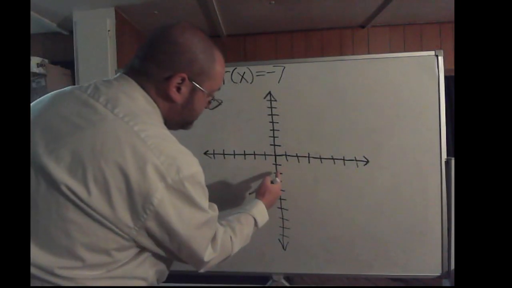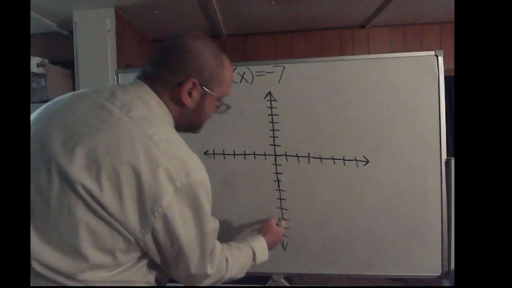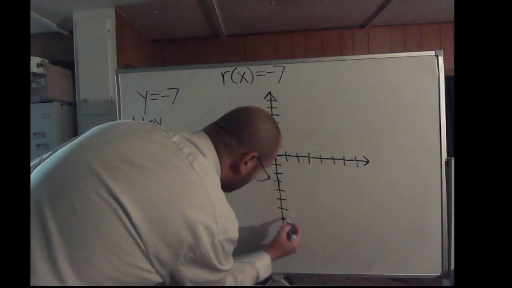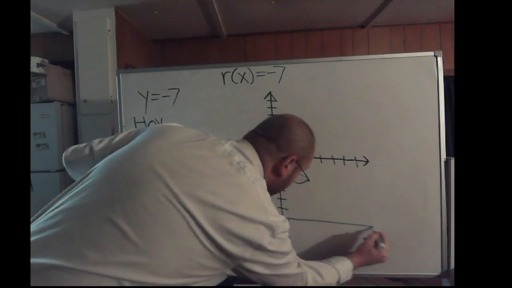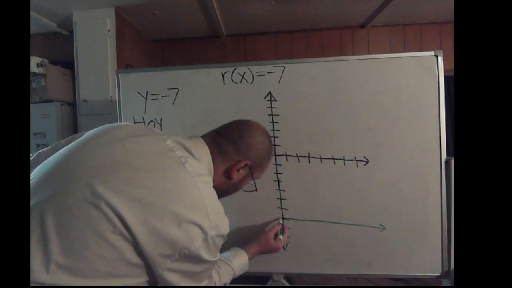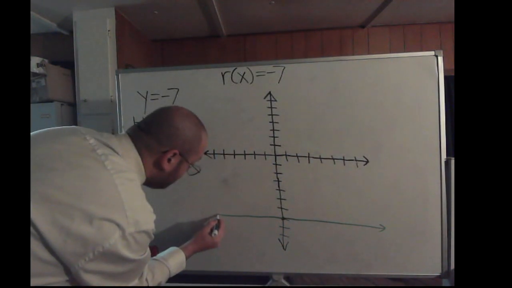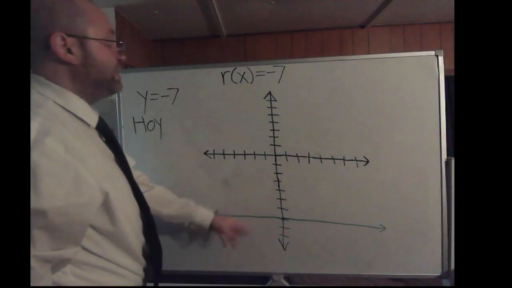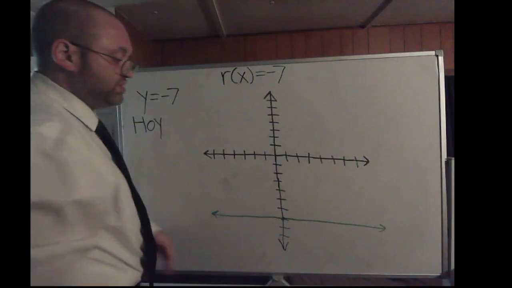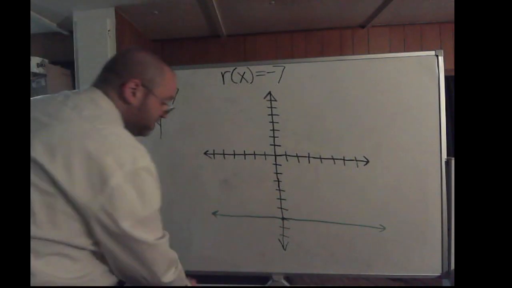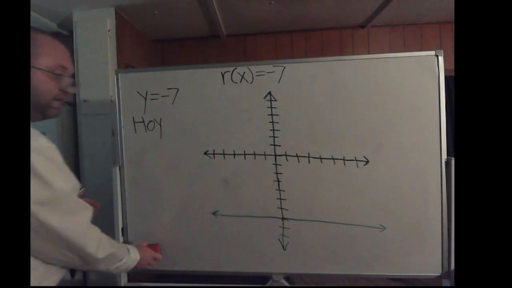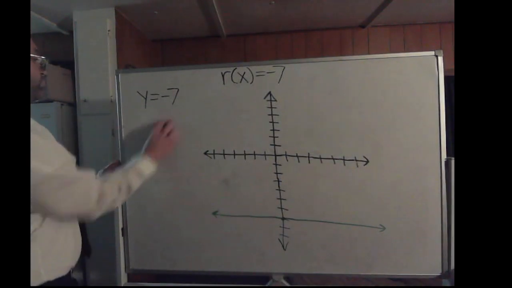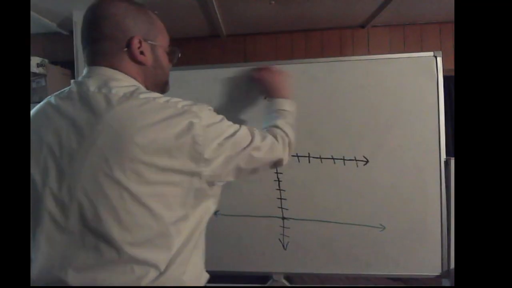So let's go to 1, 2, 3, 4, 5, 6, 7. You would have the point 0, negative 7, and it would be a straight horizontal line continuing to infinity through y equals negative 7. That's what that would look like. If you want to graph r of x equals negative 7, you just get a straight horizontal line at y equals negative 7. And it goes on infinitely. So that one wasn't too bad.